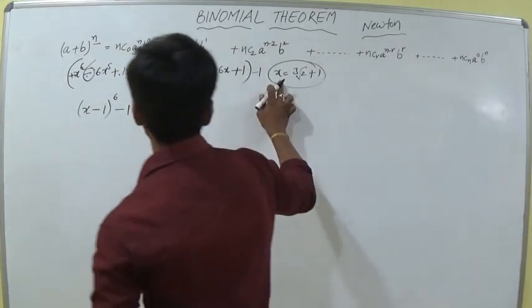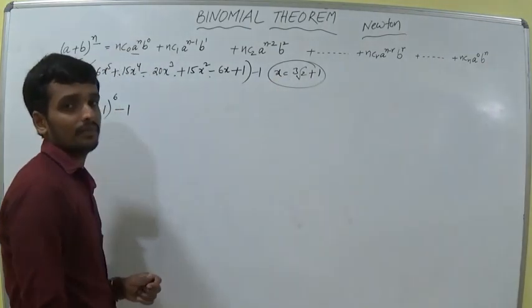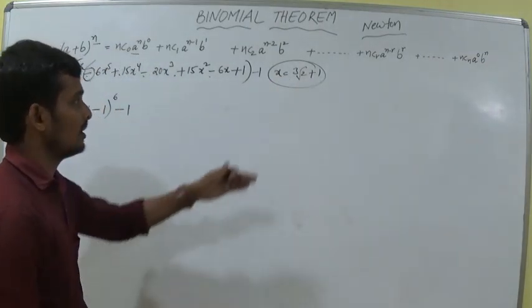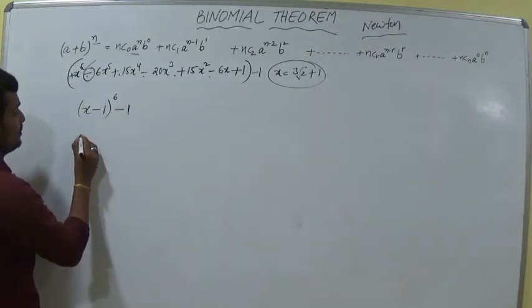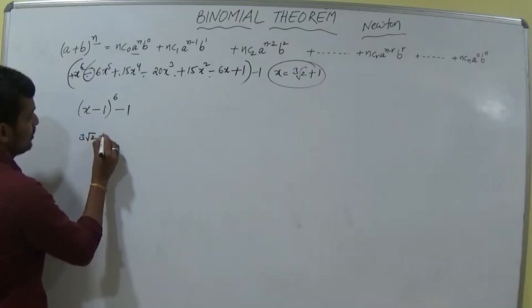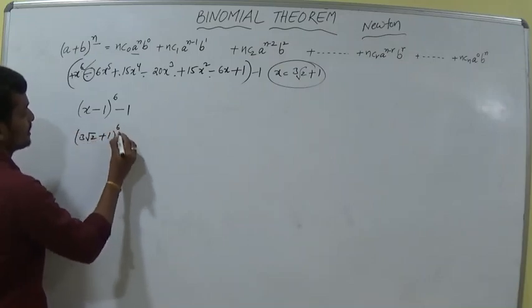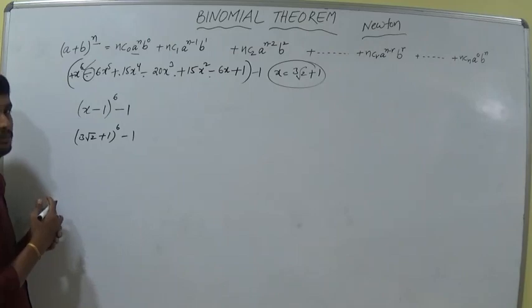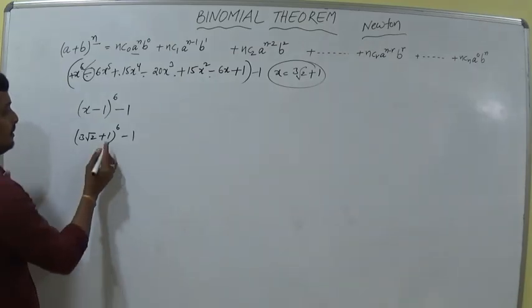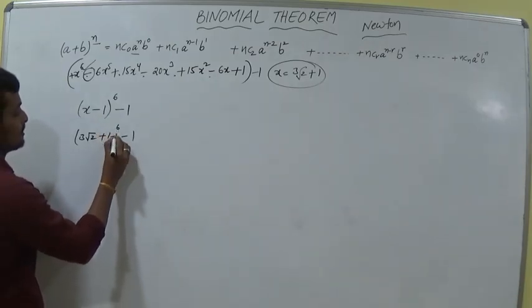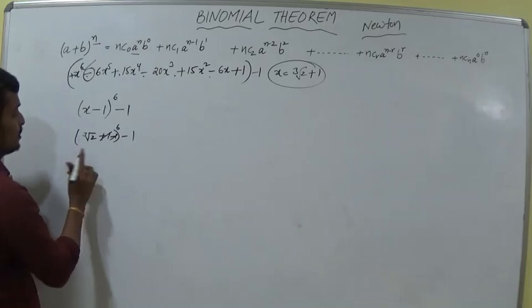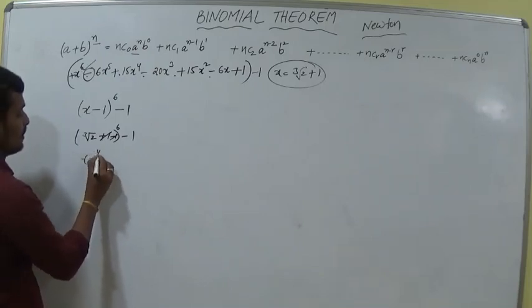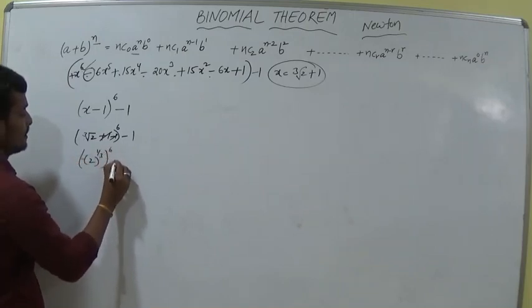But the x value is not given in a simple way. For example, we write the x value, cube root 2 plus 1, in x minus 1 whole power 6 minus 1. Plus 1 and minus 1 cancel. This is cube root 2, which means 2 power 1 by 3, whole power 6, minus 1.